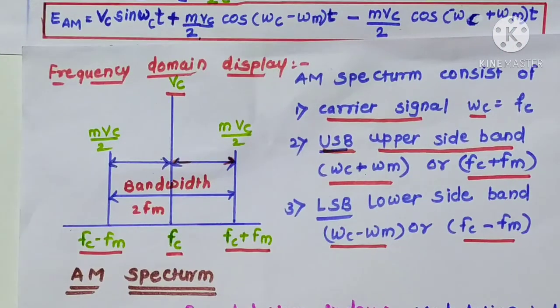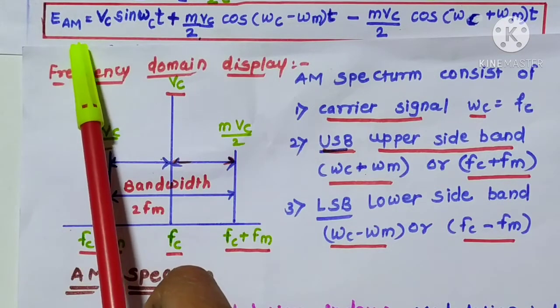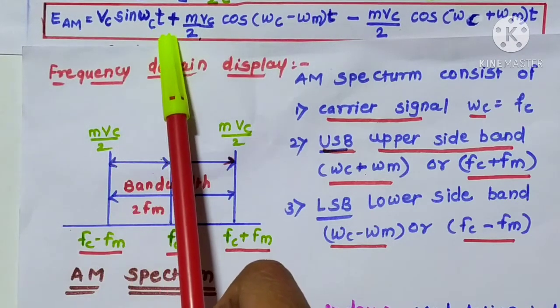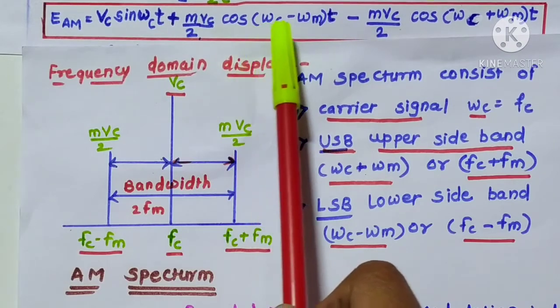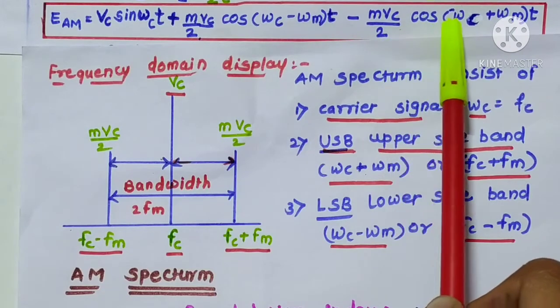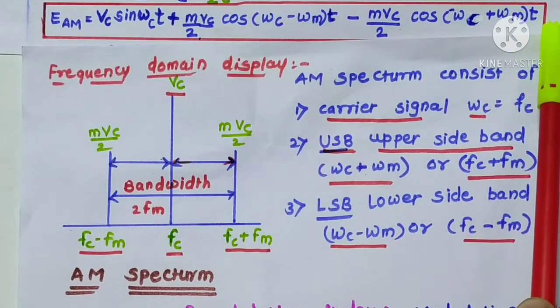Hello students, in the previous lecture we have studied the necessity of modulation, types of modulation and amplitude modulation in detail, that is the definition of amplitude modulation and its mathematical expression. The mathematical expression of amplitude modulation is given here: e_AM equals Vc sin ωct plus (mVc/2) cos(ωc − ωm)t minus (mVc/2) cos(ωc + ωm)t.